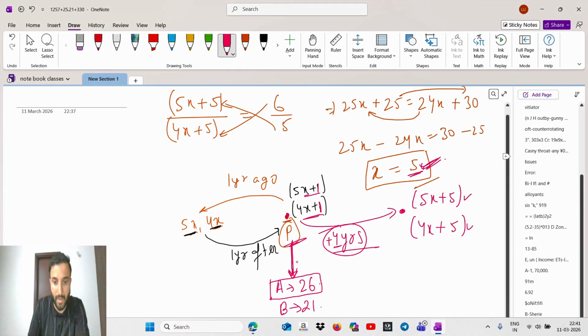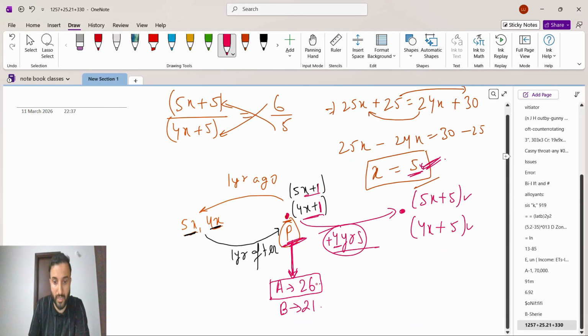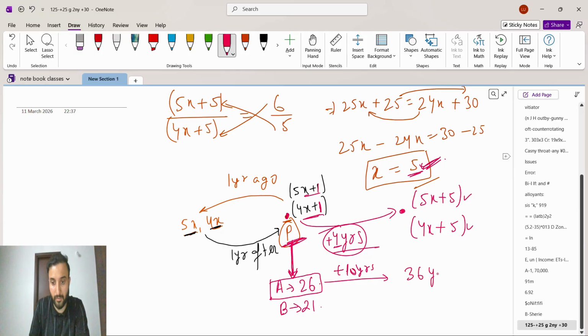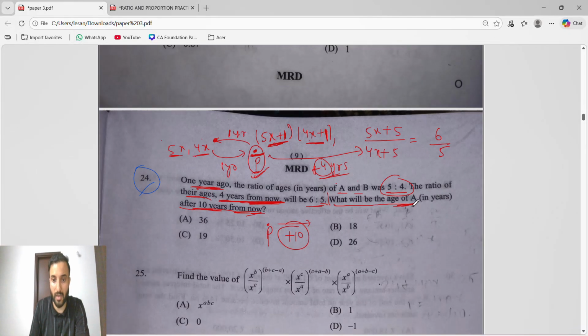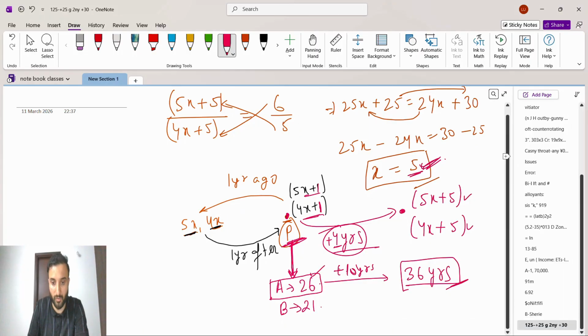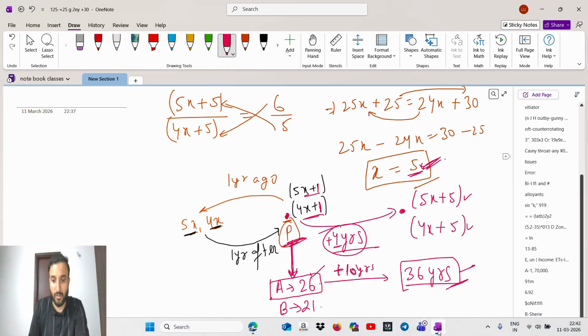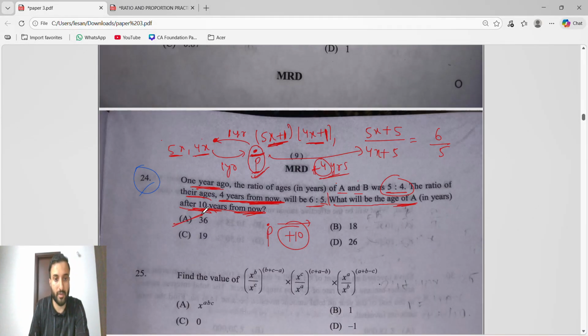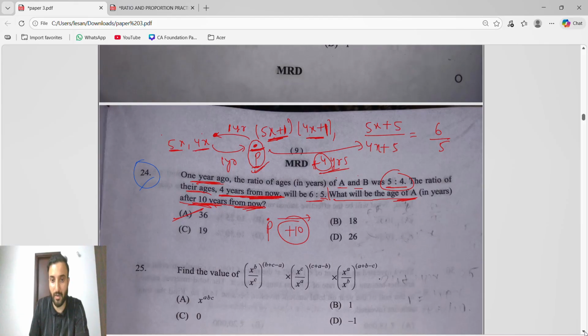So guys, see, at present the age of A is 26. Now they are saying after 10 years. After 10 years means plus 10. So 26 plus 10, A's age will be 36 years. Correct? They said after 10 years from now, and from now means present. So A's age is 36. Answer is 36.